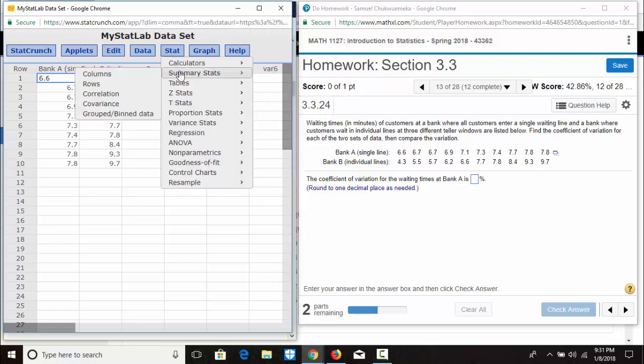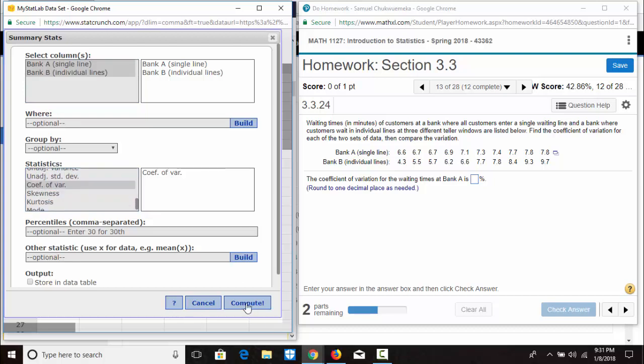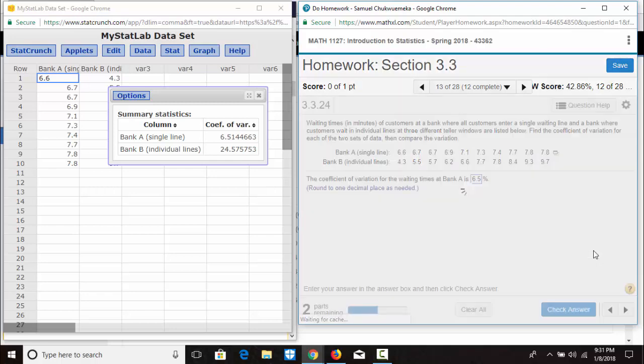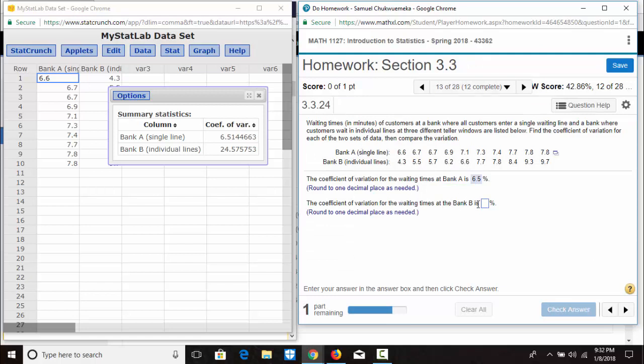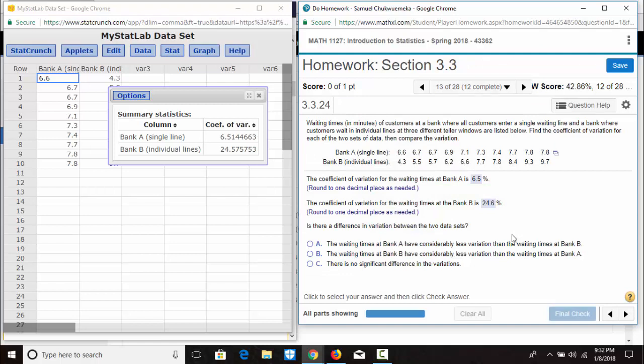Go to Stats, Summary Stats, Columns. Select the 2 banks. Select coefficient of variation. Compute. So for bank A, the coefficient of variation is 6.5% to 1 decimal place. For bank B, the coefficient of variation is 24.6% to 1 decimal place.